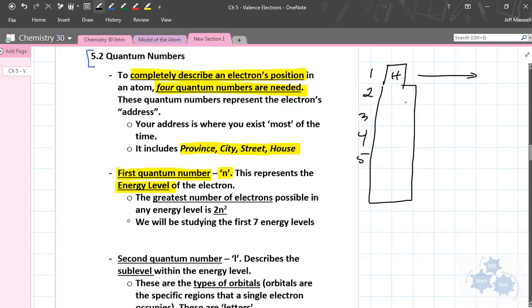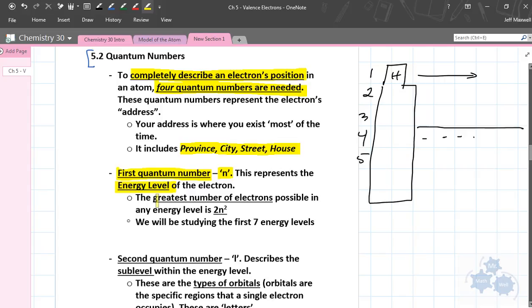Now, we'll find out a little bit later that some electrons that technically are in, let's say this row right here, are not in the 4th energy level. They're actually in the 3rd, but that's coming a little bit later. I'll explain that later. So n is the energy level.